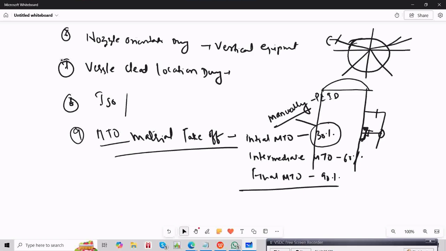So you have to create the MTO manually. Once the 60% is done, then you can use E3D to extract the MTO. Even for the final MTO, you can use E3D. So this is all about the inputs to piping and outputs from piping.